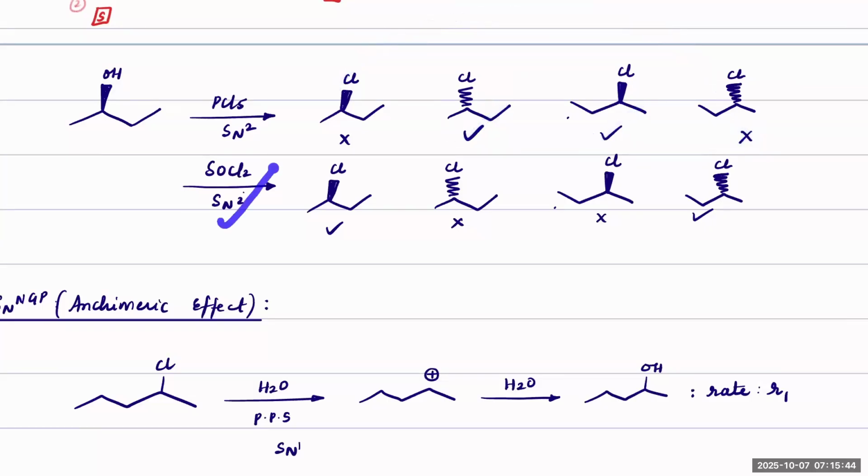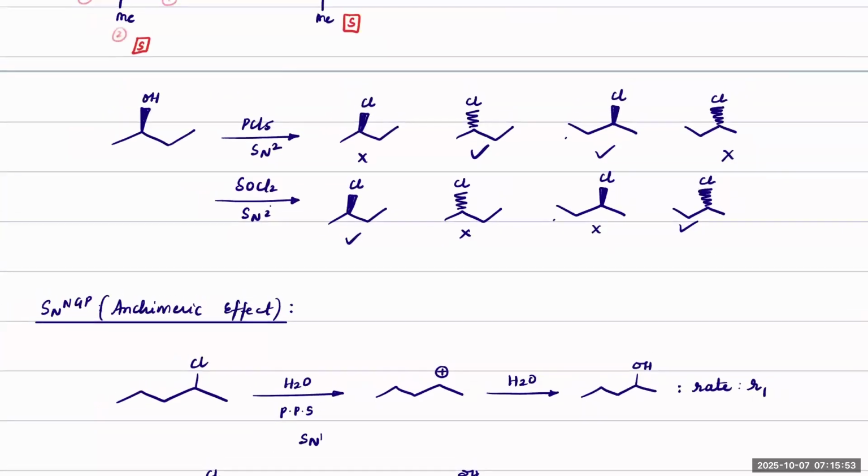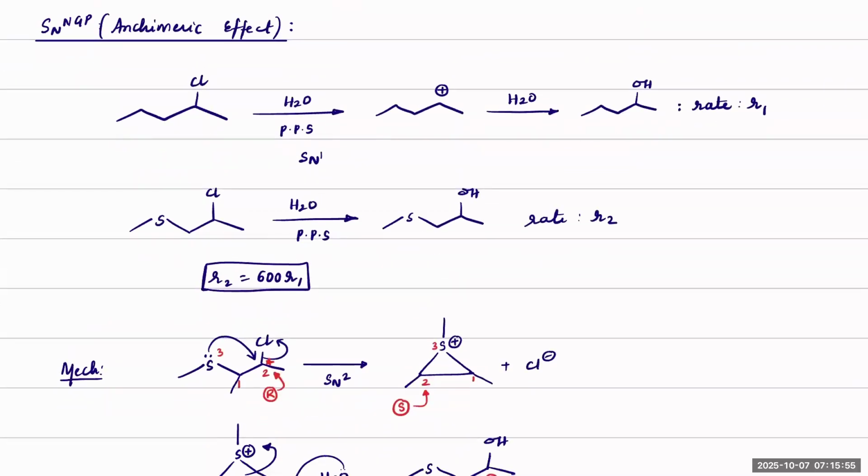While when it comes to SOCl2, this one and the last one are correct because they are retention forms. These two are inversion forms. Done. Next is SNi. SNi is called the internal return effect.